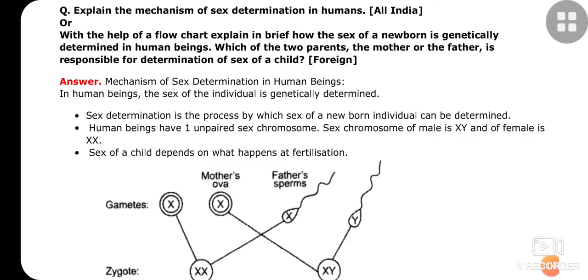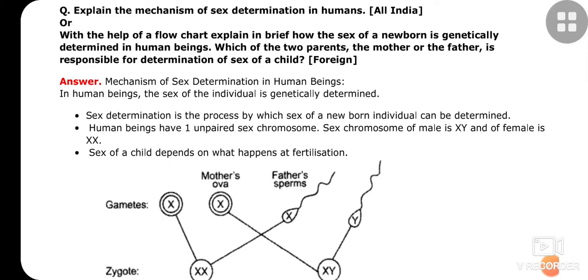In human beings, the sex of the individual is genetically determined. Earlier, in my previous video, I have shown you that there are some environmental factors also which determine the sex in some of the animals, not in human beings. So those were few interesting things which I discussed with you in my previous video. So go through that. Here it is, in human beings, the sex of the individual is genetically determined.